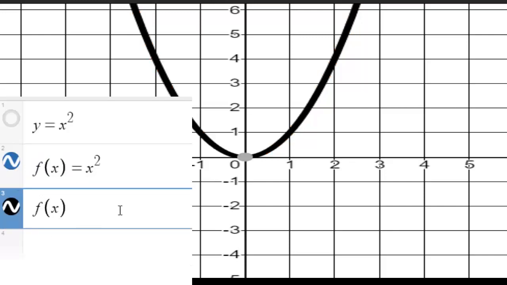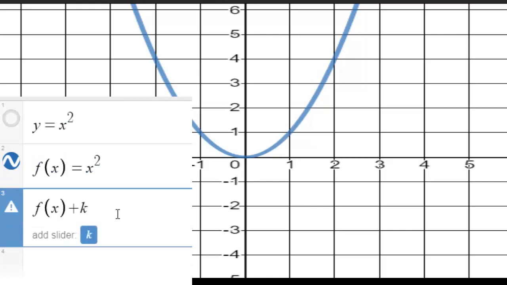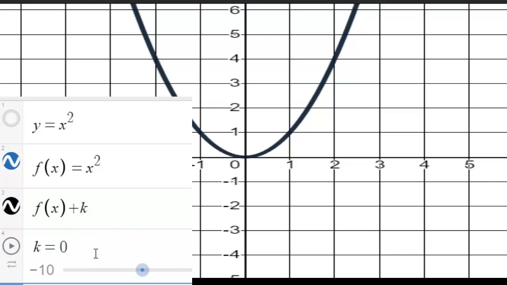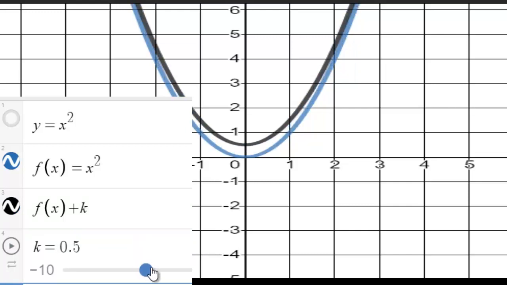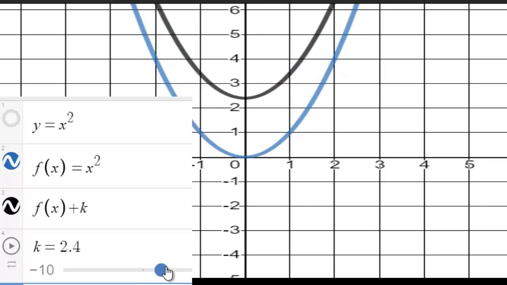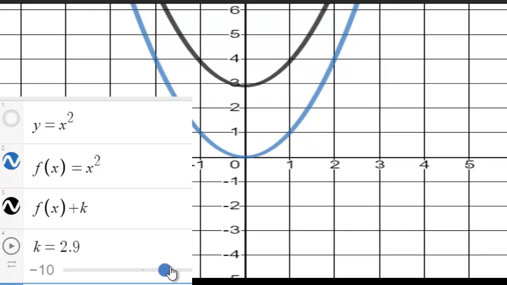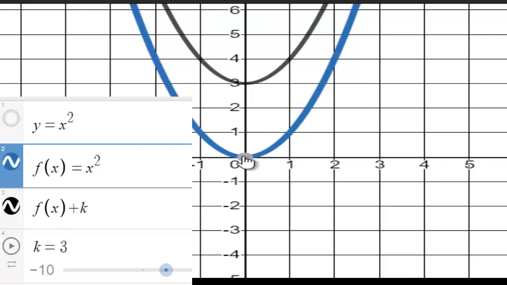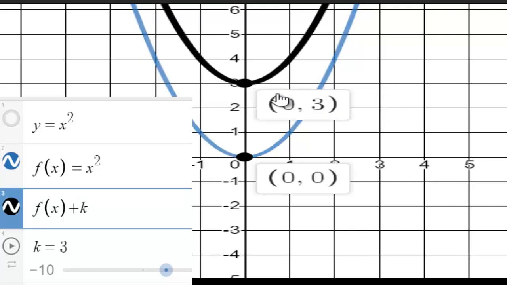Now I'm going to add a k value. And it doesn't know what the k is, so I have to add the slider. And now the slider is set to 0, so it hasn't moved. Now, if I move this over to the right, increasing the k value, you can see it's sliding vertically up. So if I make this k value 3, it's f of x plus 3. And all that changes is the vertex was 0, 0, and it now becomes 0, 3. So only the y value is changing. It was 0, but now it's 0 plus 3, which changes to 3.